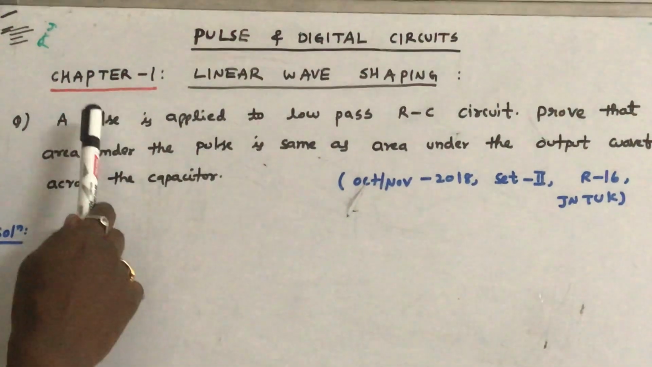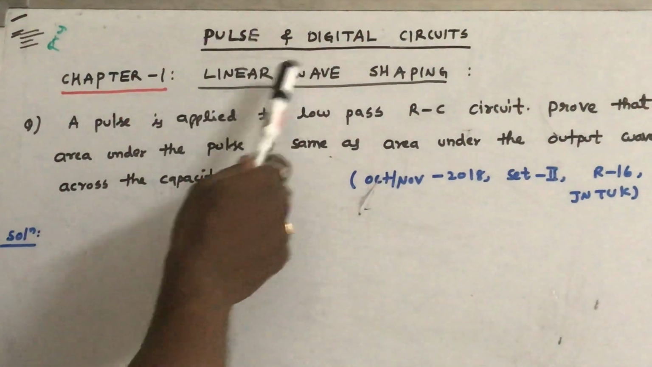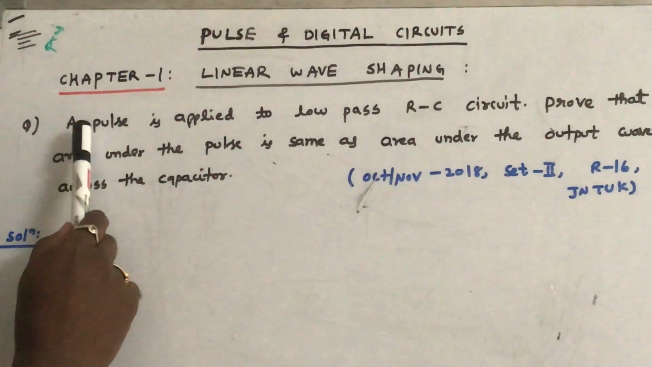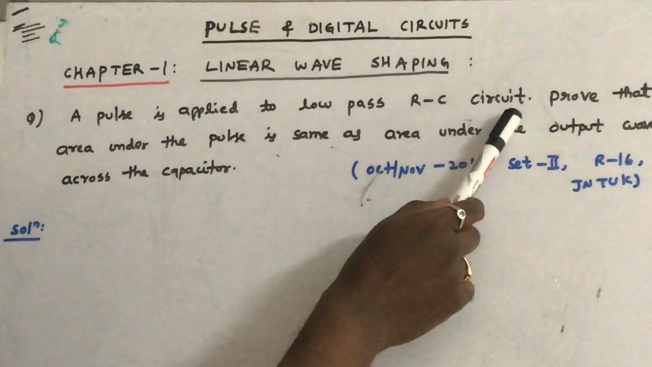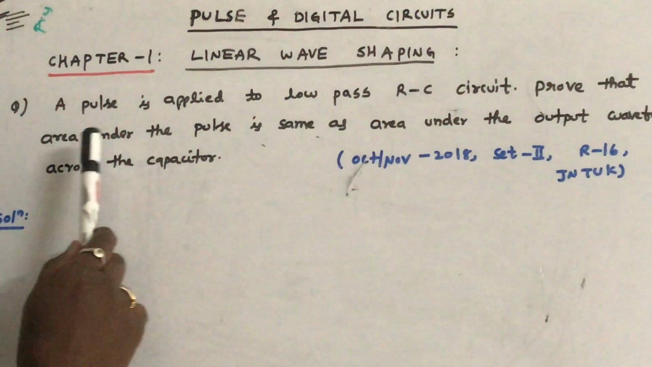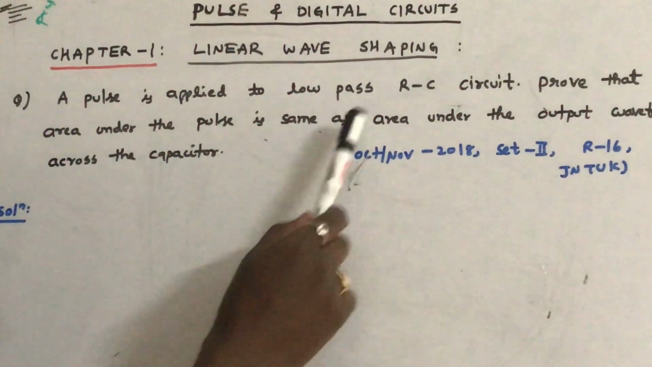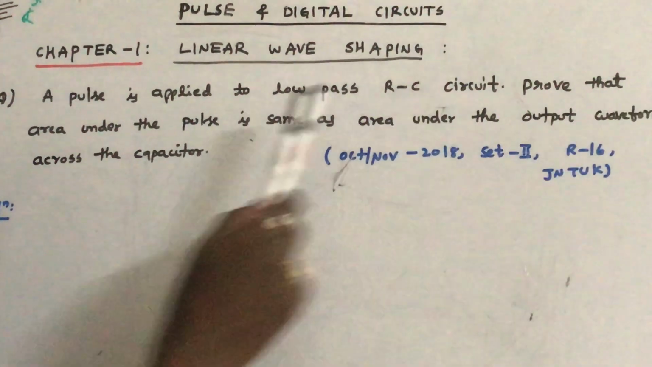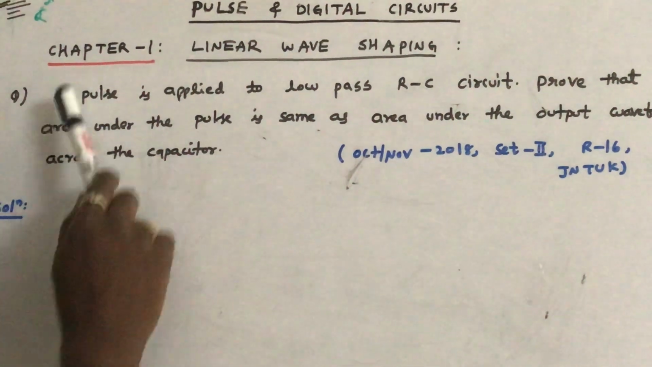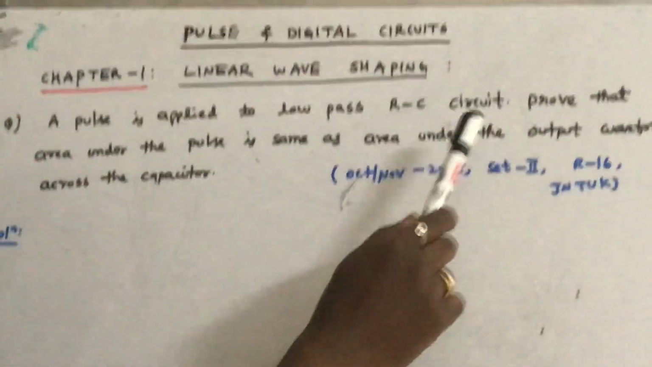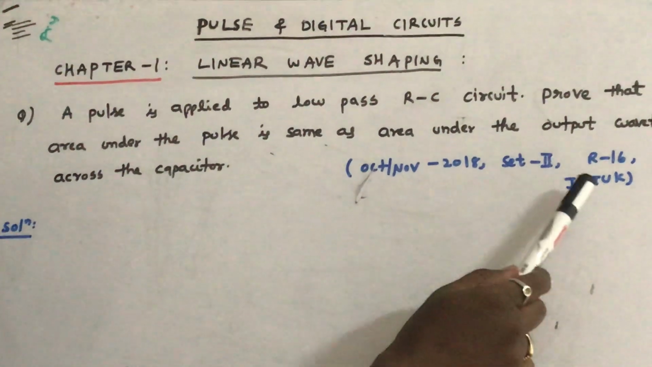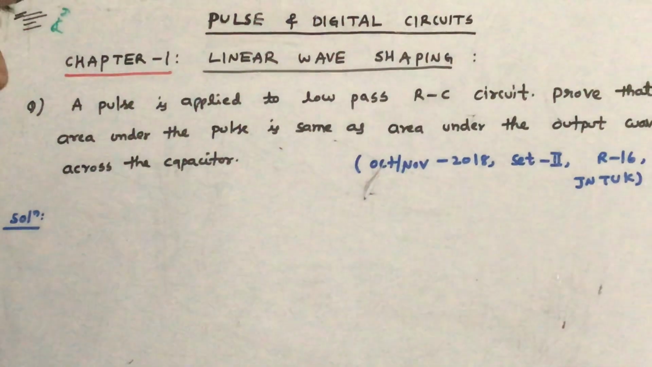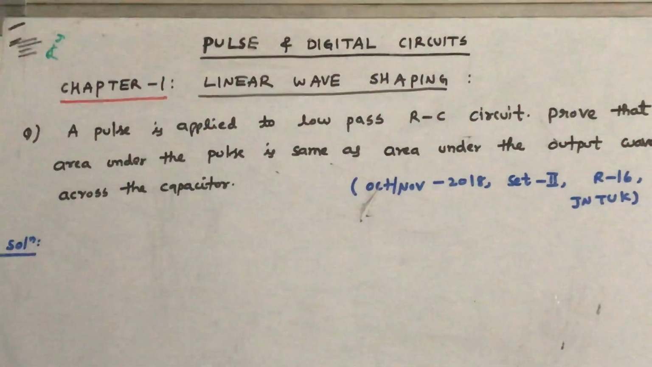Today we will see one problem in chapter 1 in linear wave shaping. The question is like this: a pulse is applied to a low pass RC circuit. Prove that the area under the pulse is the same as the area under the output waveform across the capacitor. So this is the case. This is a very important question, asked in October-November 2018 set to J&K R16 regulations. Let us see how to solve this very simple problem.